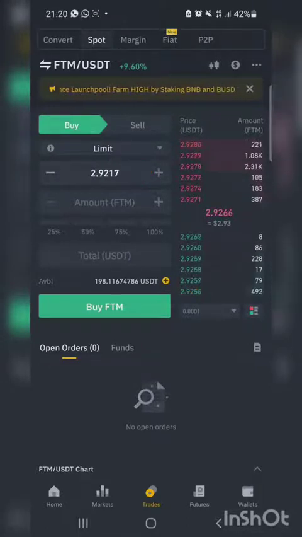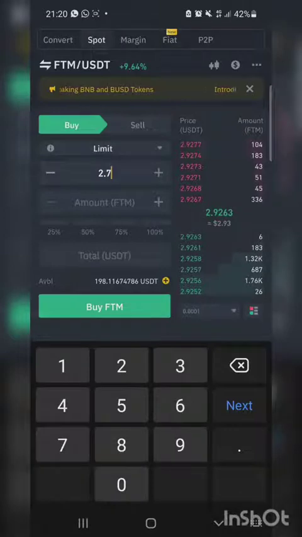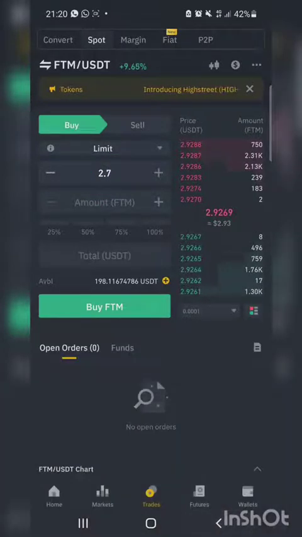If you have a preset price, for example, you want to buy when it's 2.7, all you need to do is come and click 2.7 here. So meaning you've already set up the price here, the limit price at which you want to enter. That is number one. Then number two is basically the amount.